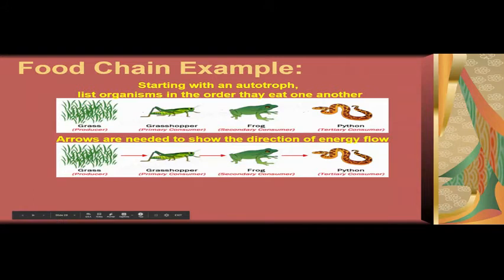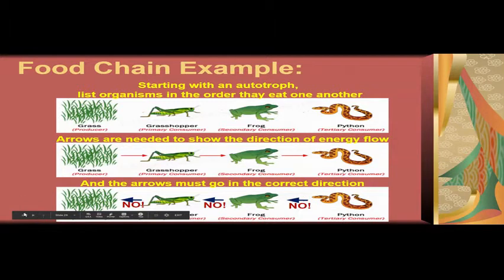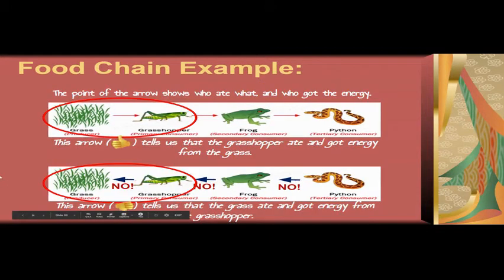Arrows are needed to show the direction of energy flow, and the arrows must go in the correct direction. The point of the arrow shows who ate what and who got the energy. The arrow in the picture on the top tells us that the grasshopper ate and got energy from the grass. The arrow in the diagram on the bottom tells us that the grass ate and got energy from the grasshopper, which is not accurate.